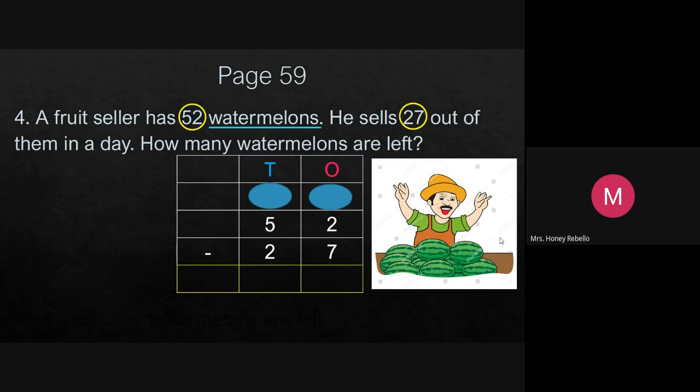So check the second number always in the ones place. 7 is bigger than 2. Now you have to borrow from the tens place. You tell me, you have to borrow from the tens place. Sharon, please answer. I'll call somebody else then.